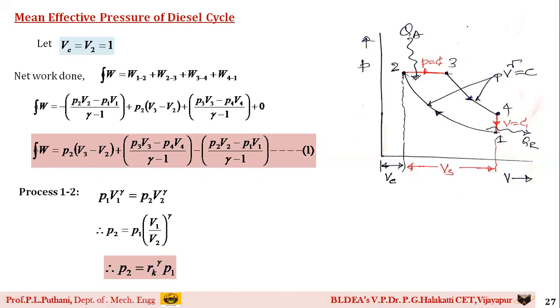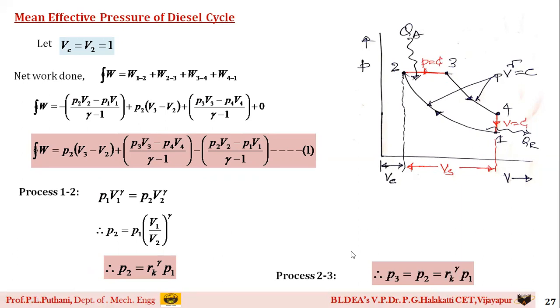Then please observe here, students, what is process 2 to 3 in the PV diagram? Process 2 to 3 is a constant pressure process, which means directly I can write that P3 is equal to P2, which is equal to RK raised to gamma into P1. The same thing I have written here for process 2 to 3. So I have got the value of P2 and the value of P3. Now I need the value of P4 in terms of P1.